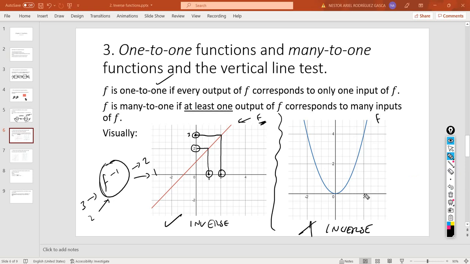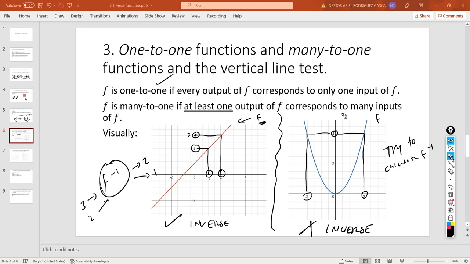For example, if you give f the value of 2 as an input, f will give you the value of 4 as an output. Also, if you give f the number minus 2 as an input, it will also give you the number 4 as an output. And that's going to cause a problem, guys. This behavior, the fact that we have two inputs going into the same output, will cause a problem if we try to calculate an inverse function for f. We won't be able to.